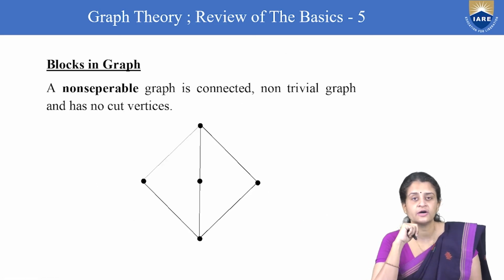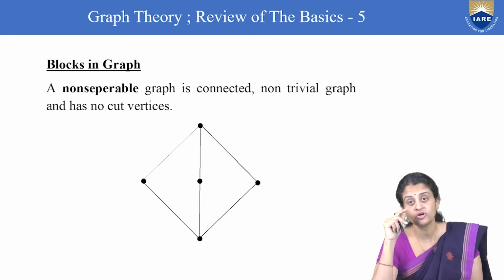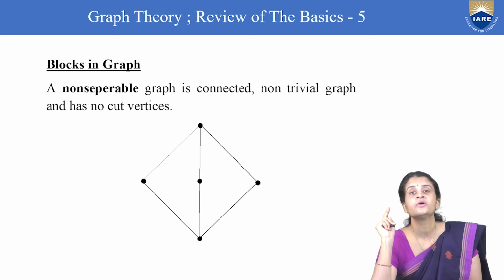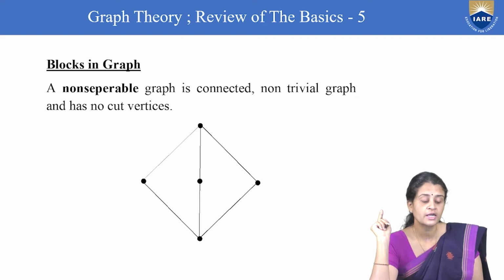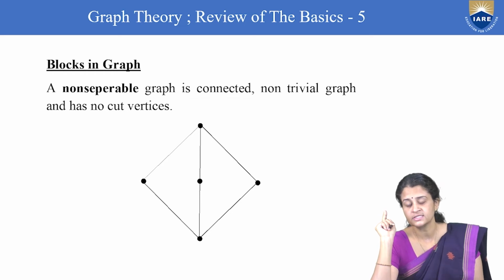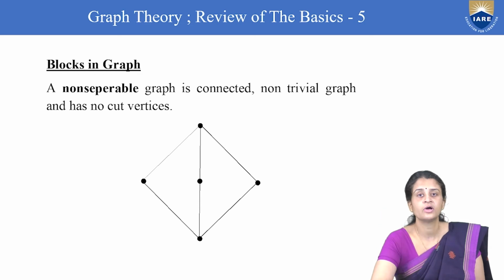Now, the blocks in a graph G. Before seeing what a block is, we will see what a non-separable graph is. A non-separable graph is a connected, non-trivial graph that has no cut vertices. That means it has no cut vertices, it is non-trivial, and it is connected. This is a block of a graph.